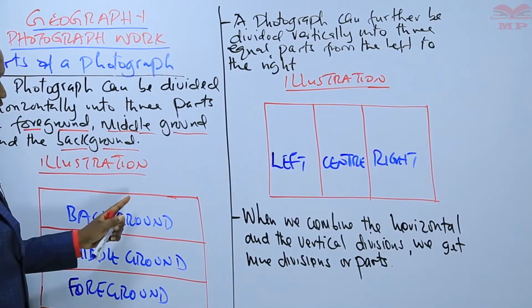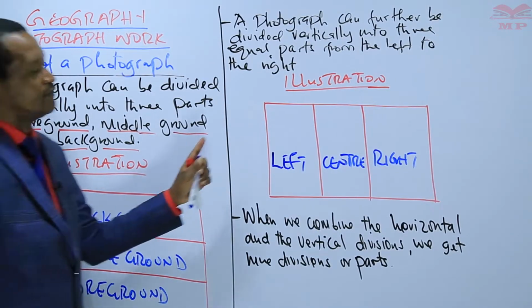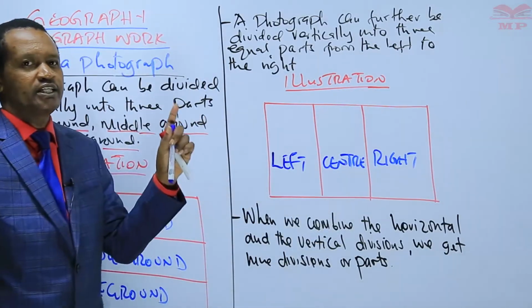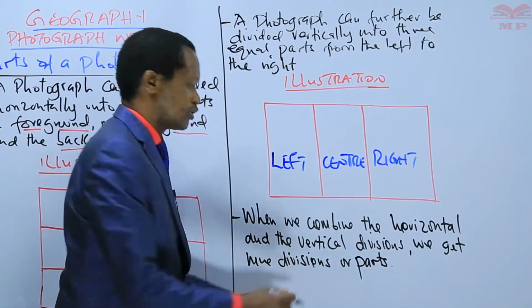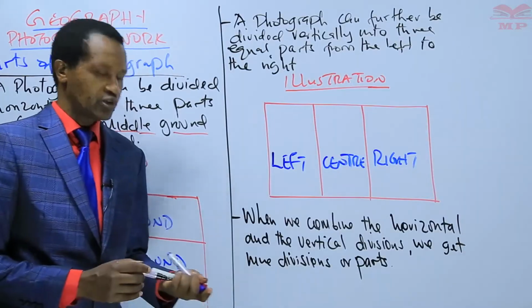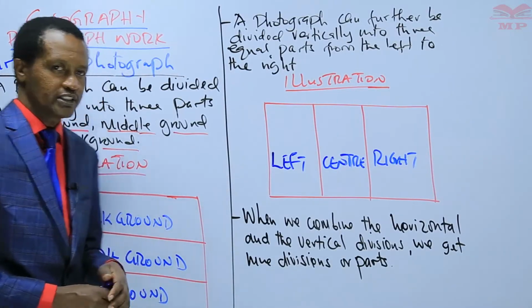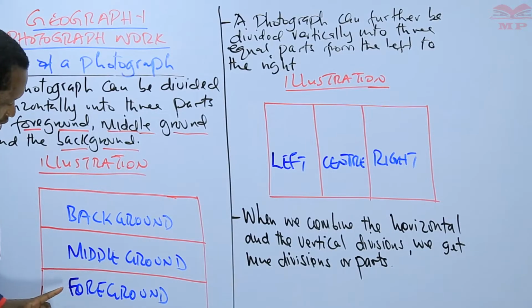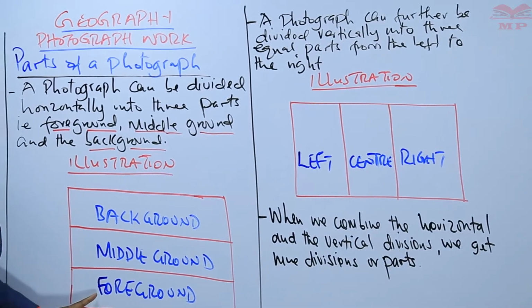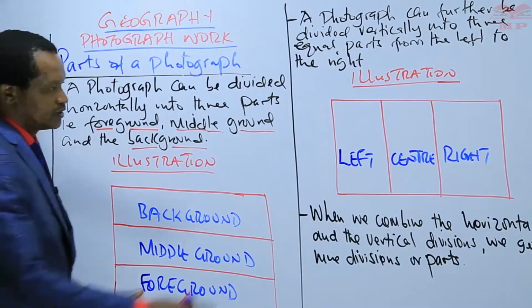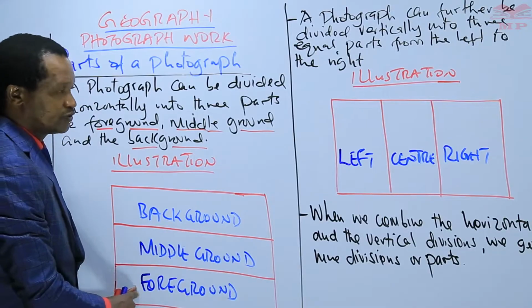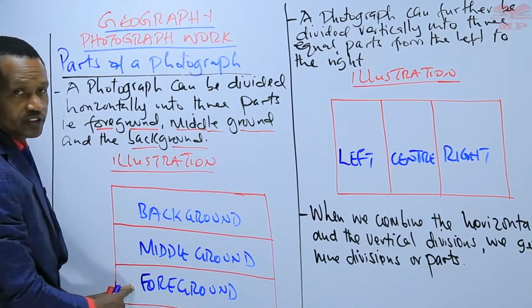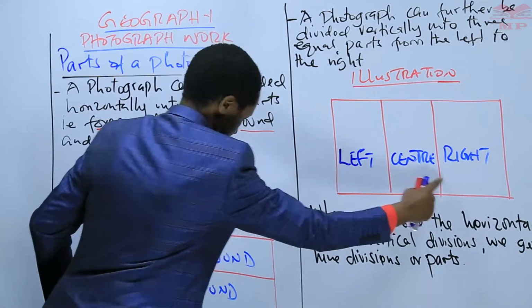When we combine both the horizontal and the vertical divisions, we get 9 divisions or parts. For example, learners, you can see here we have the foreground. Because here we have foreground, we have left foreground. We have another combination of center foreground and right foreground.